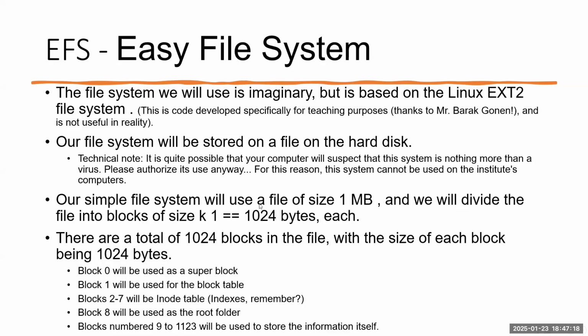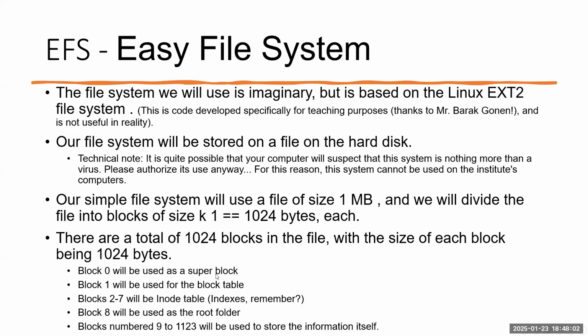Anyway, our simple file system is educational because it's going to teach us about inodes. It will use a file size of 1 MB and we will divide the file into blocks of size 1 KB, which is 1,024 bytes. There are a total of 1,024 blocks, so exactly 1,024 blocks in the file, each block being 1 KB.